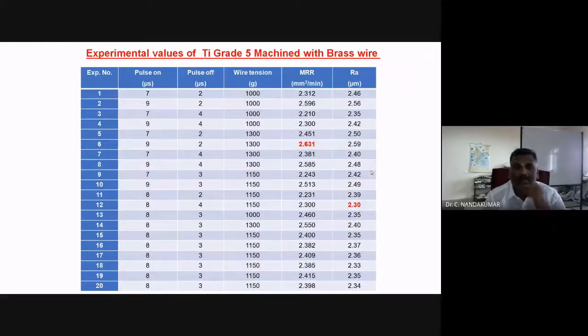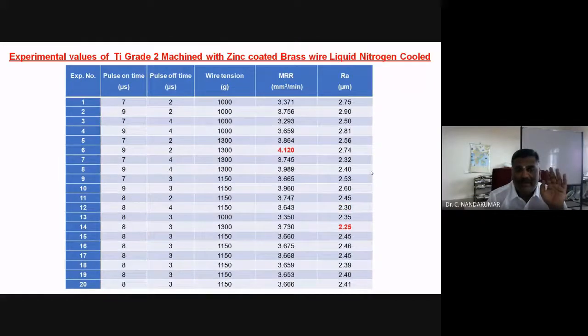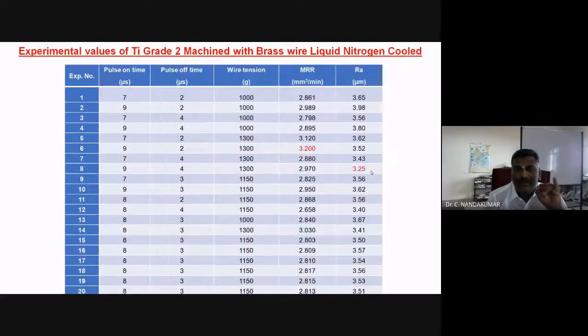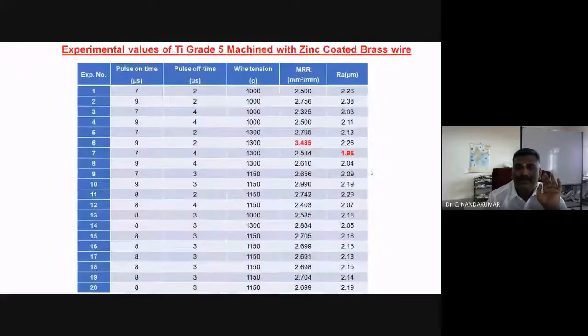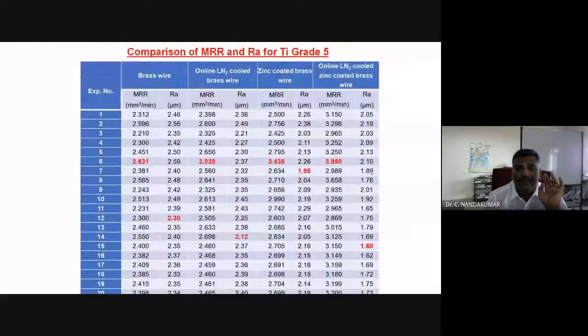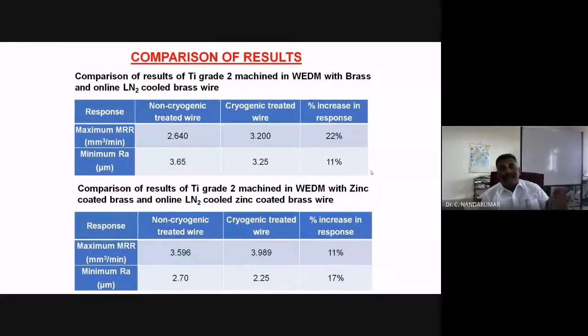Similarly, for grade 5 also there are four different types of experiments. For grade 2, with brass, liquid nitrogen cooled brass, zinc coated and liquid nitrogen zinc coated, it is totally 80 experiments. Similarly, for grade 5 we also did 80 experiments. After that comes the comparison of results.